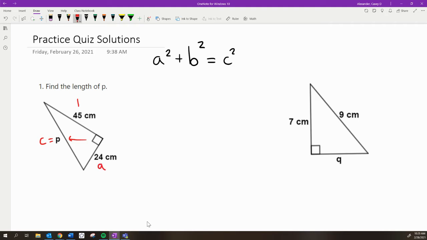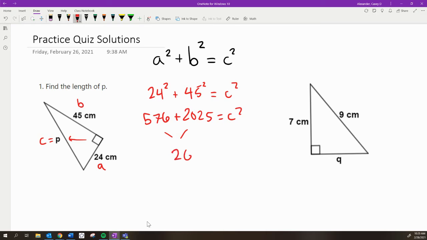And then I can just put a and b here. And so I'm going to substitute 24 in place of a, so 24 squared plus 45 squared in place of b, and then I don't know c squared. Now 24 times 24 is 576. 45 times 45 is 2025. And let's add those together, and the answer there is 2,601.